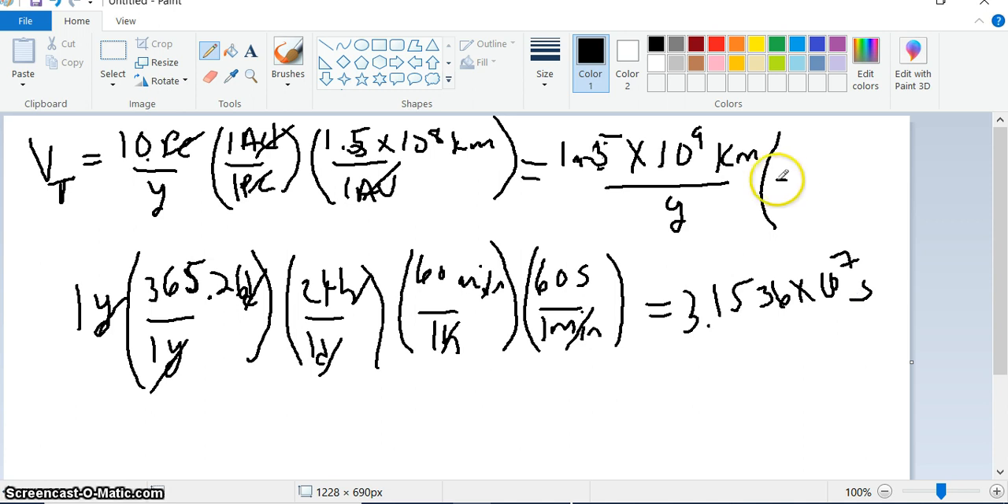So we know that in 1 year there are, you could just call it 3.15 times 10 to the 7th seconds. That's perfectly fine. All right, and so you just take this number.